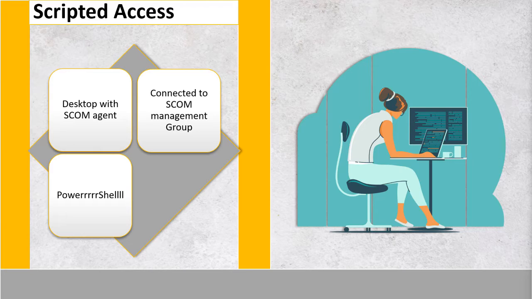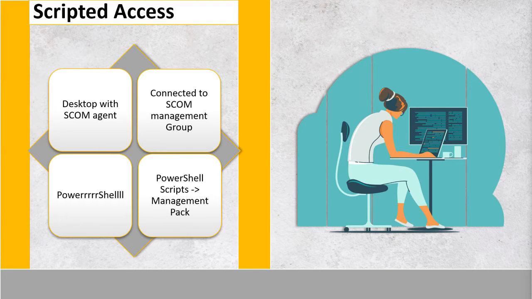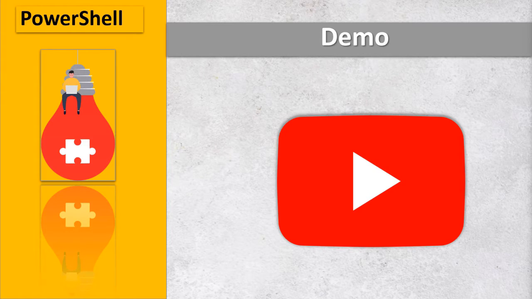Now we must get the SCOM desktop agent to start talking to the Hue Bridge app. So for this we need one more step in between, and we need a scripting language. And of course, nowadays, this is PowerShell. And we can later throw PowerShell scripts into our SCOM management pack. So let me demo what this looks like.